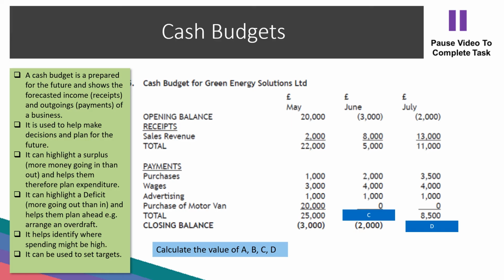The value of C was all of the payments added up, which was 7,000. 7,000 taken away from 5,000 is minus 2,000, which is a deficit. So if you see anything in brackets, that means it's a negative figure. So sometimes it might not be a negative shown, but it might be shown in brackets. It just means take away or a negative. And D, the closing balance then was 2,500.